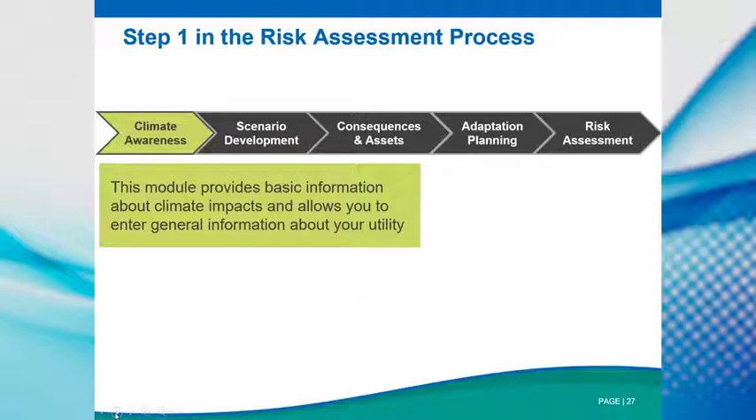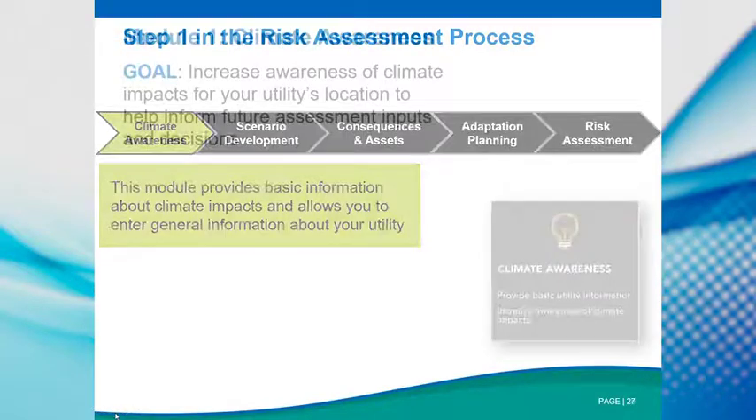This module is going to provide basic information about climate impacts and allows you to enter some general information about your utility. That general information is going to be really basic stuff like your location, the type of utility you are if you're an owner operator, but if you're a technical assistance provider or consultant or someone else, imagine the utilities in your community, the ones you serve, and enter basic information about that. That's going to help us start our analysis, and it's going to come back to help us later on.